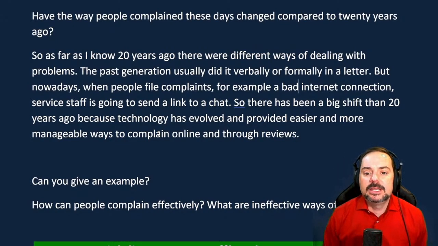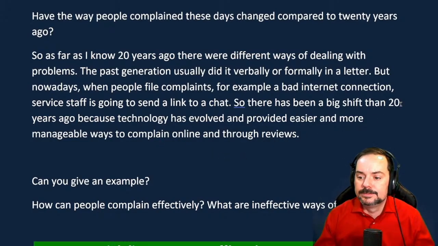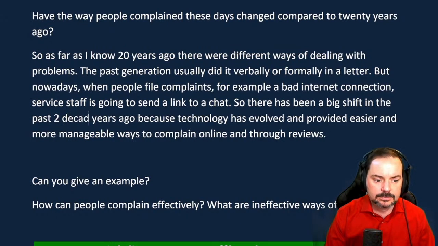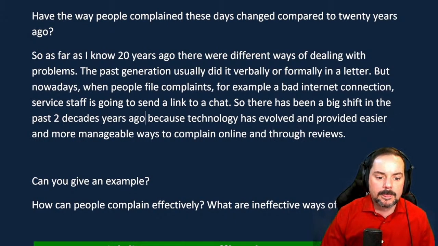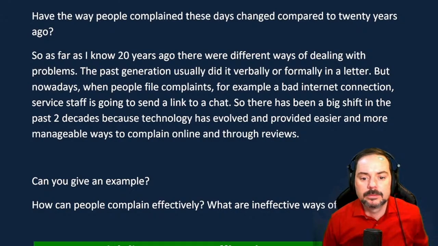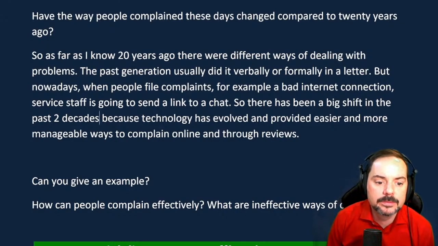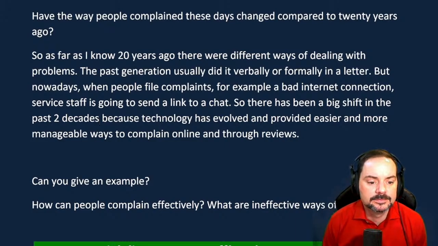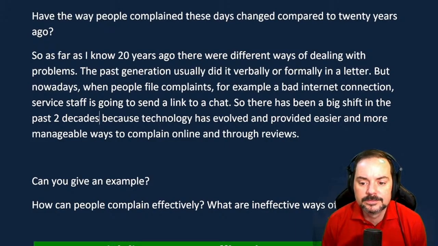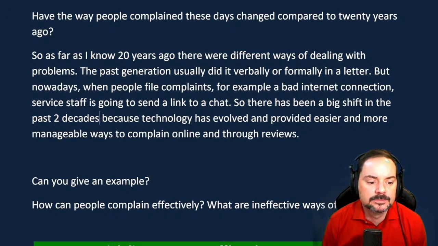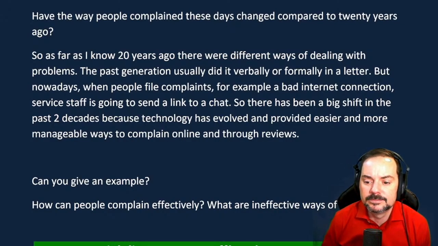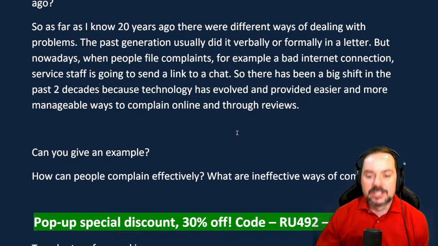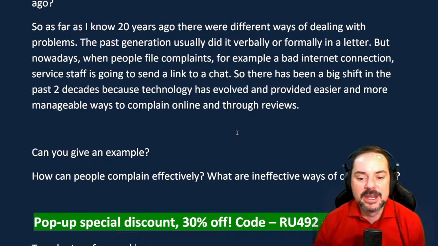Have the ways people complain these days changed compared to 20 years ago? Okay, so as far as I know, 20 years ago, there were different ways of dealing with the problems. The past generations usually did it verbally or formally in a letter. But nowadays, when people file complaints, for example, about internet connection, service staff is going to send a link to a chat. So there has been a big shift in the past 2 decades because technology has evolved and provided easier and more manageable ways to complain online and through reviews. That's a band 9. Okay, so if you give that answer, that's going to be a band 9 answer for sure.